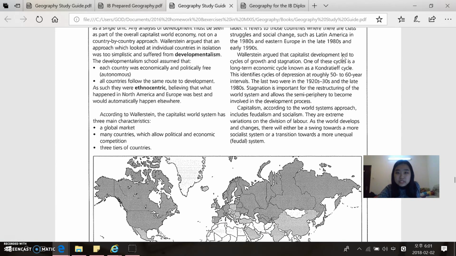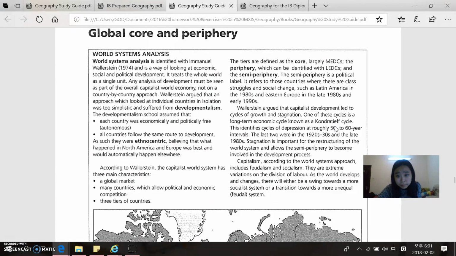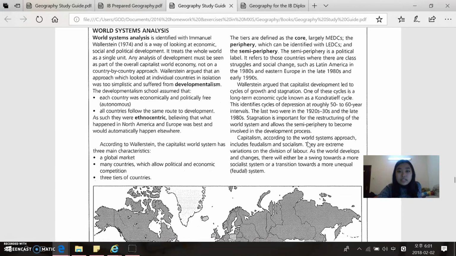Wallerstein argues that capitalist development led to cycles of growth and stagnation. This is important. One of the cycles is a long-term economic cycle known as the Kondratiev cycle. So when you explain world system analysis, always remember to explain the Kondratiev cycle. This identifies cycles of depression at roughly 50 to 60 year intervals. The last two were in the 1920s to 30s and the late 1980s. Stagnation is important for the structuring of the world system and allows the semi-periphery to become involved in the development process. So just remember the Kondratiev cycle: cycles of depression, 50 to 60 years.